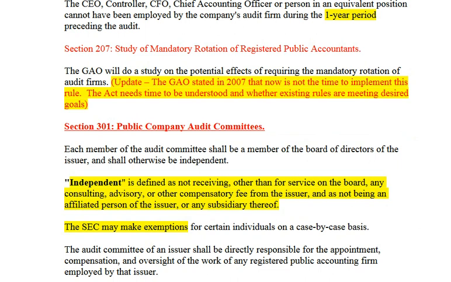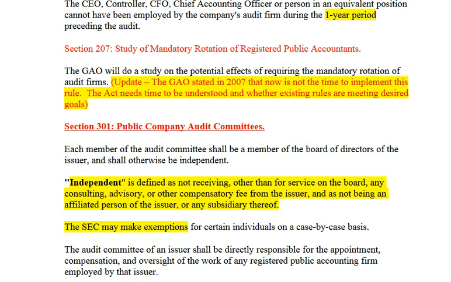Section 206, Conflict of Interest. The CEO, Controller, CFO, Chief Accounting Officer, or person in an equivalent position cannot have been employed by the company audit firm during the 1 year period preceding the audit.